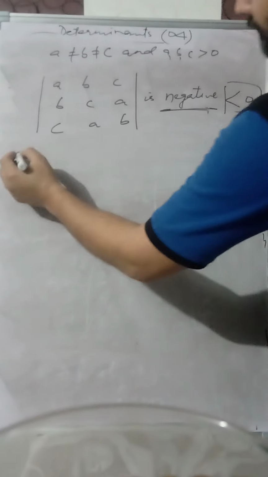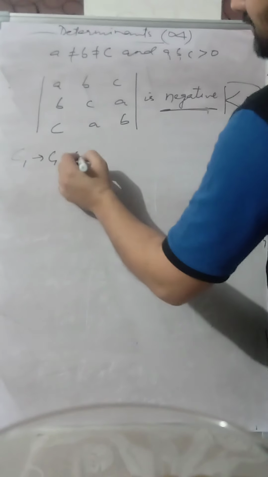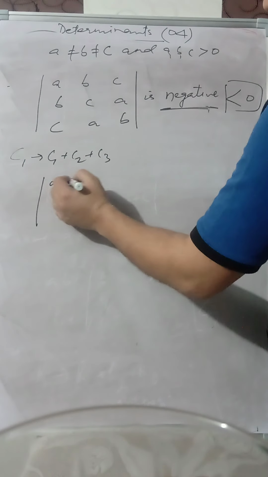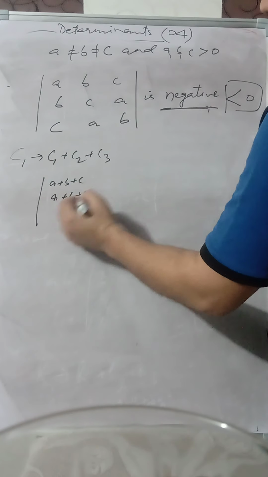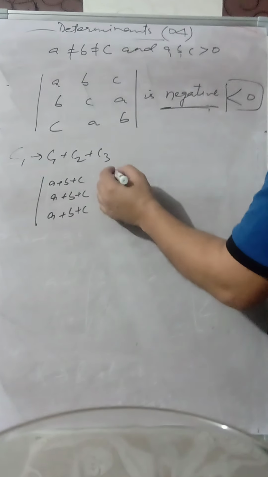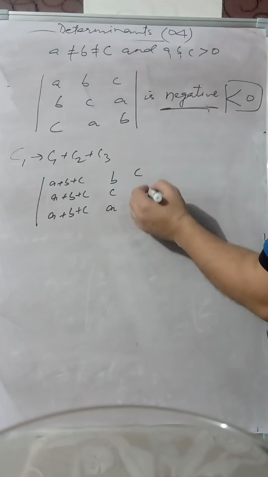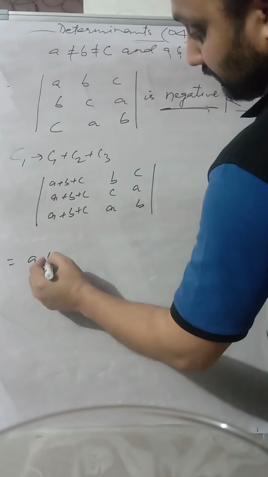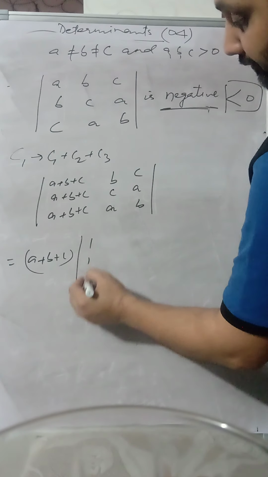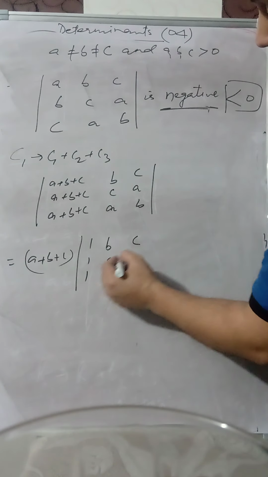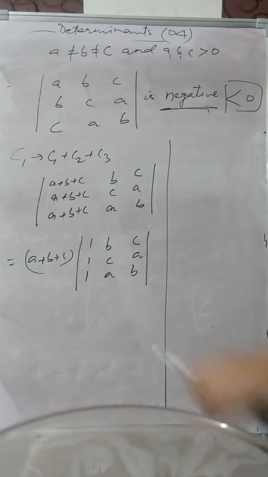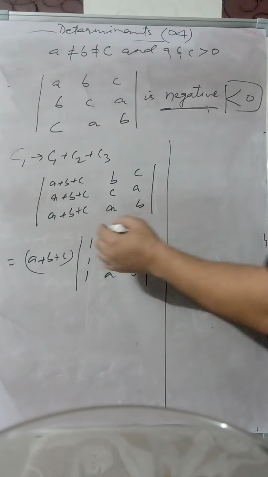Now if you operate on C1 as C1 plus C2 plus C3, right? So what you get is A plus B plus C, A plus B plus C, A plus B plus C. It will be B, it will be C, it will be A, C, A, B, right? So it will be A plus B plus C comes out, 1, 1, 1, B, C, C, A, B, right sir? Now all the entries of first column are what? 1. So I think half of you have already done it, है ना?